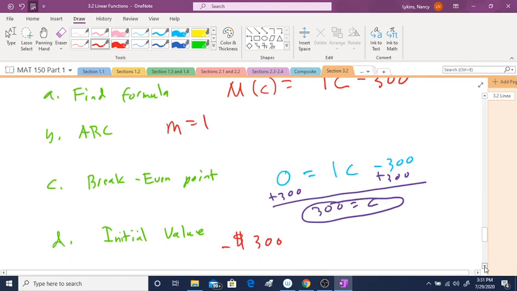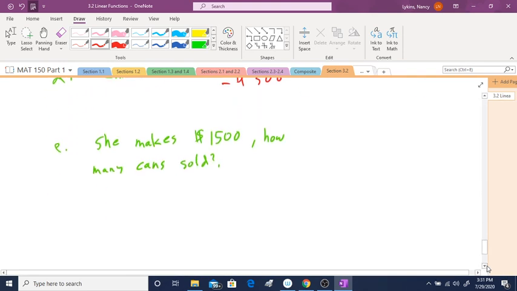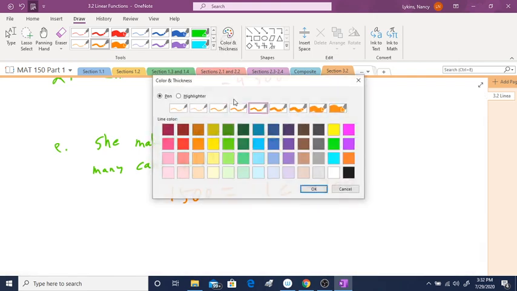And finally, if she makes a total of $1,500, how many cans does she sell? Well, it's easy for us to look at this problem and say, well, if it's $1 a can and she makes $1,500, does that mean she sells 1,500 cans? Remember, she still owes. So I'm going to put in for the formula the $1,500 she made. I'm going to say 1C, still our original formula, 1C minus 300. So now I'm going to add 300 to both sides.